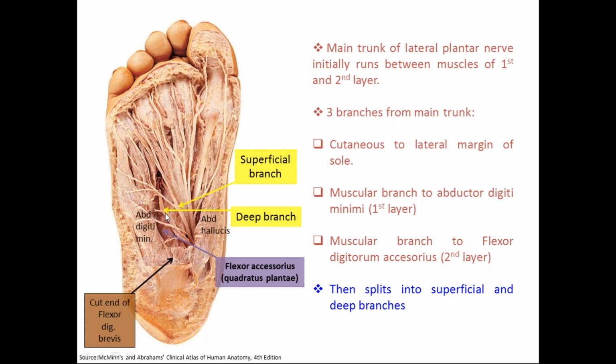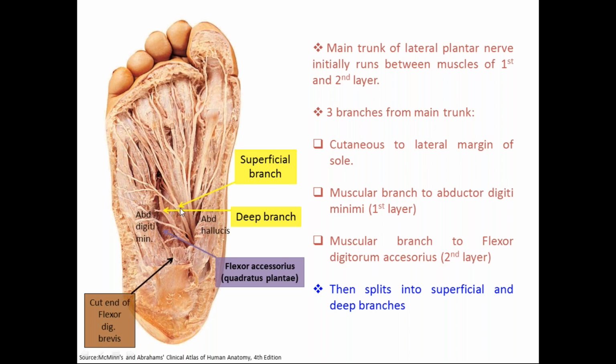Now you can see this deep branch is going towards a deeper aspect, and we can see the superficial branch, how it is dividing into the further two branches, right? To identify the superficial and deep branch, it is easy because they are passing above this flexor accessorius, and their diameter or thickness is almost equal to the medial plantar nerve. So you can easily identify this superficial and the deep branch.